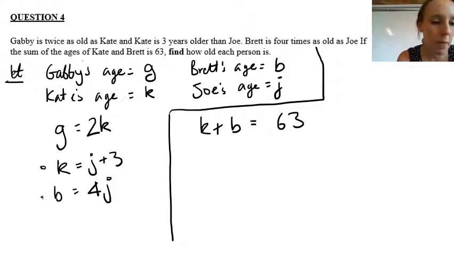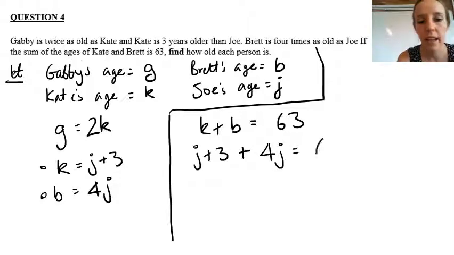Okay, so if I look back here for Kate, which is here, and Brett, which is here, they both actually have the same variable, because Kate was Joe plus 3 and Brett was 4J. So if I just substitute those values in, I no longer have two different variables, I'll only have the same. So Kate's age was Joe plus 3, and if we add Kate's age plus Brett's age, which is 4J, I'm going to get 63. Okay, so you can see I can now actually start to solve this.